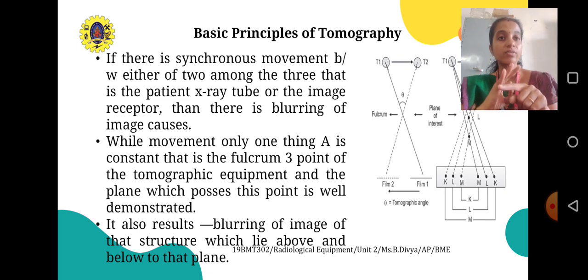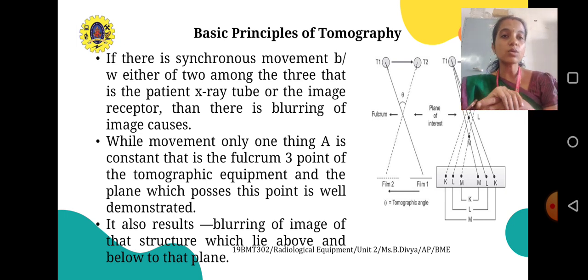If we have a synchronization between any two of these three, image blurring occurs. This is the main principle of tomography. If any two elements, either the receptor and the patient, or the patient and the X-ray tube, whatever it may be, any two of these three get synchronized, then there is a blurring of the image.